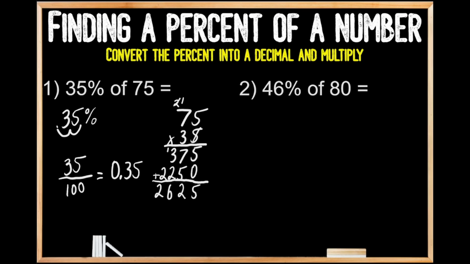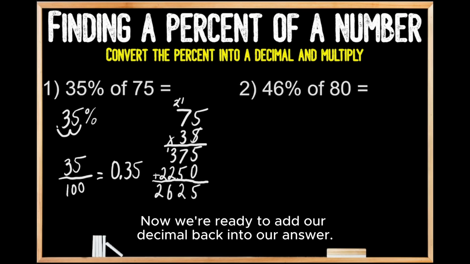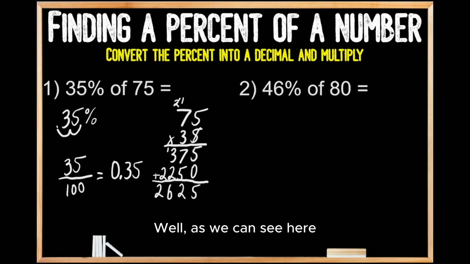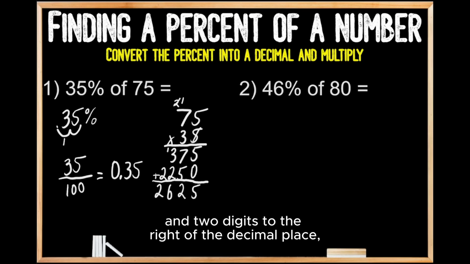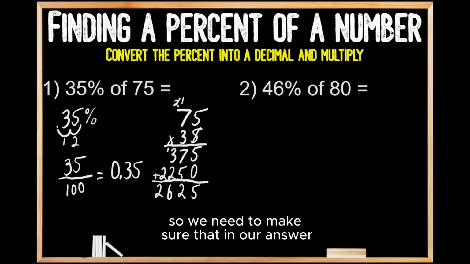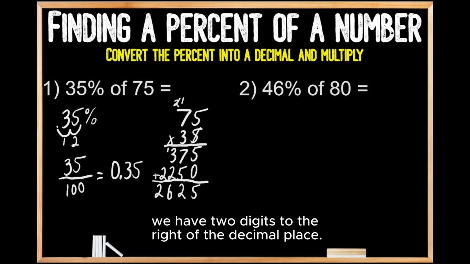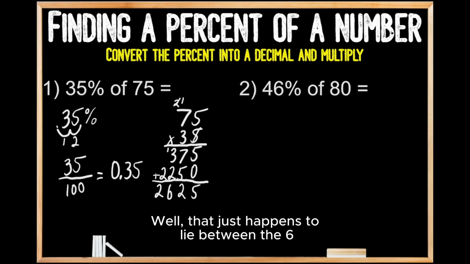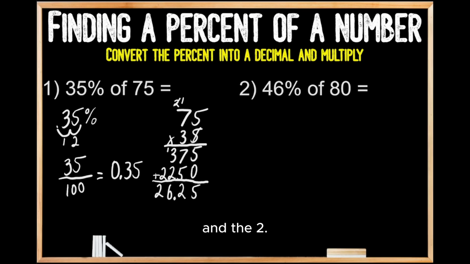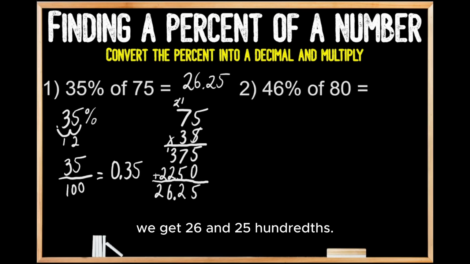and then we're just going to drop our 2 down below. Now we're ready to add our decimal back into our answer. Well, as we can see here, we had 1 digit and 2 digits to the right of the decimal place, so we need to make sure that in our answer we have 2 digits to the right of the decimal place. Well, that just happens to lie between the 6 and the 2, so when we find 35% of 75, we get 26 and 25 hundredths.